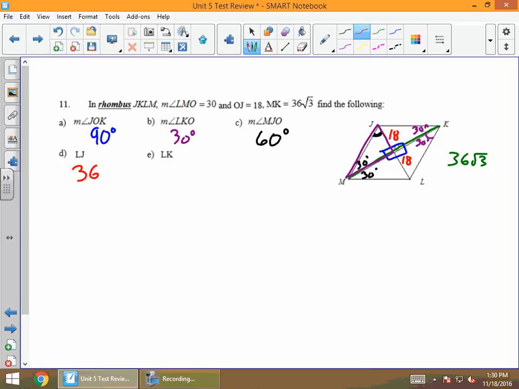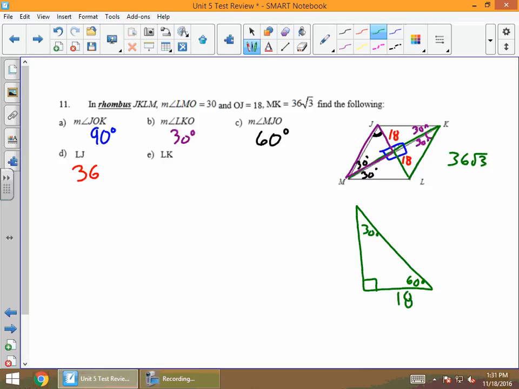Now, there's actually a couple different ways to do this next one, but we're trying to find what LK is. People figure this out different ways. There's multiple ways to solve it. What I would say is this. Just like before with this purple triangle, there's a triangle right there. I'm going to draw over here so you can visualize it a little bit better. I know that's 90 degrees. I know that's 30. I know this is 60, because opposite sides are congruent. And I know this is 18.